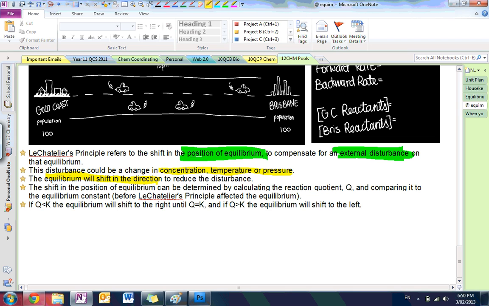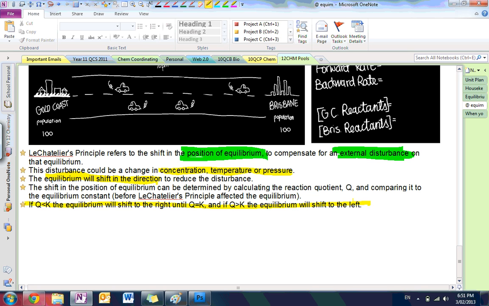Okay, so the shift in the position of equilibrium can be determined by calculating Q. Now Q is exactly the same as K. It just refers to the position of the equilibrium after a disturbance. So it's an experimental value. It's not necessarily something that is unique to that reaction. If you are able to calculate K and you do disturbances on your equilibrium and are able to calculate Q values, then you can use this last bullet point here by comparing the values.